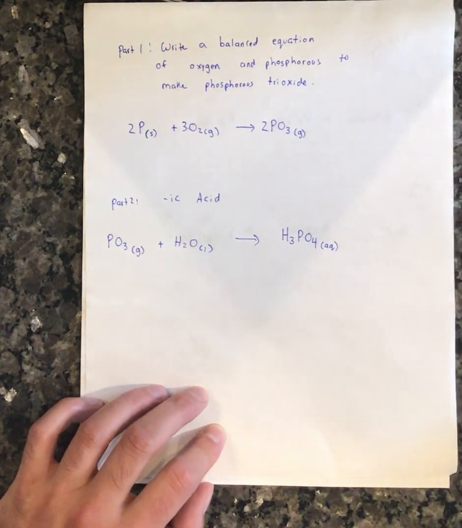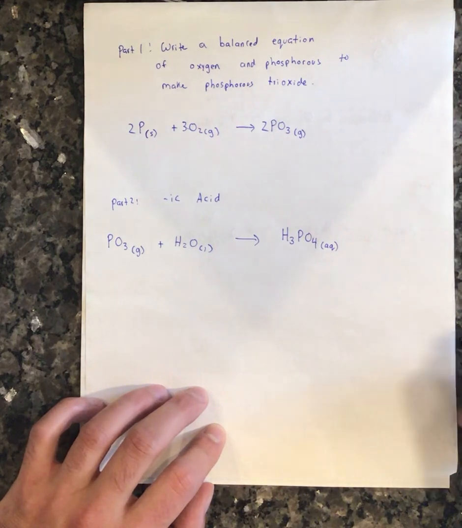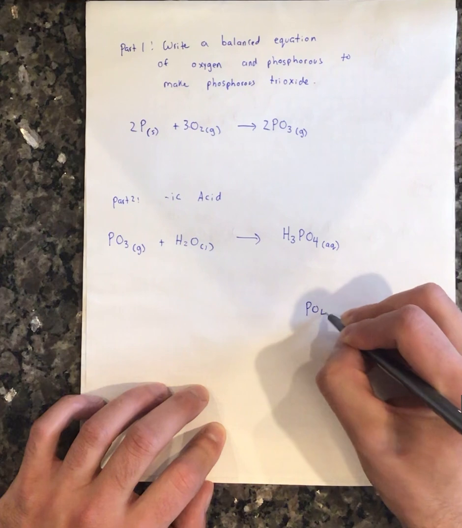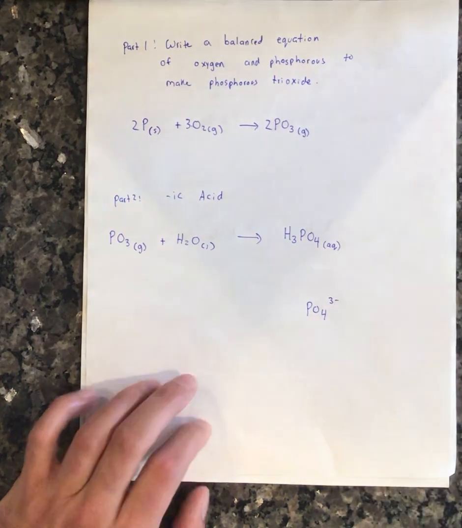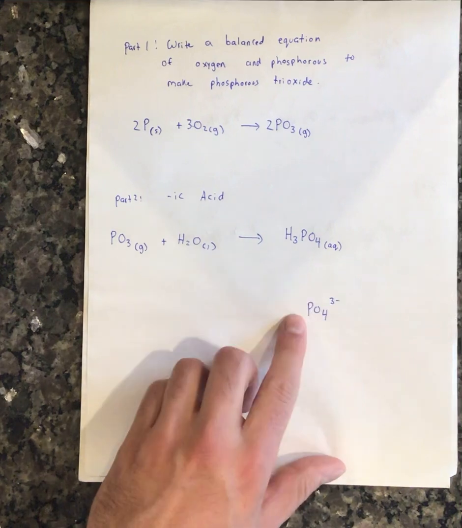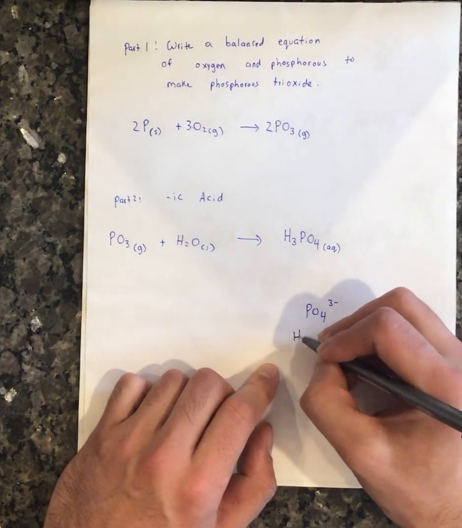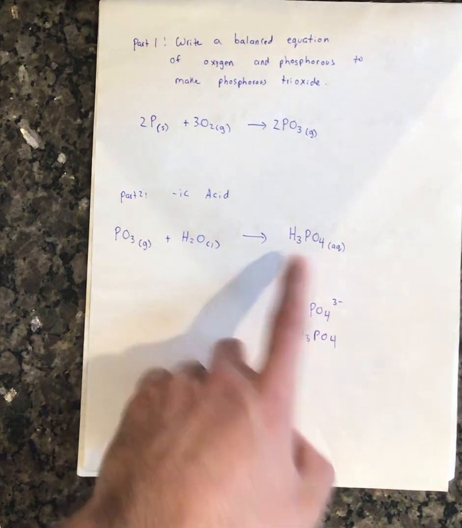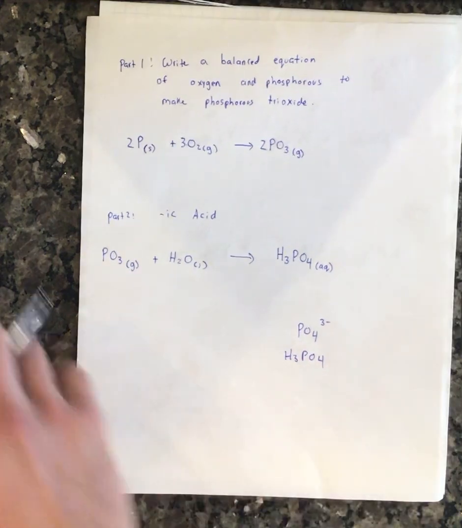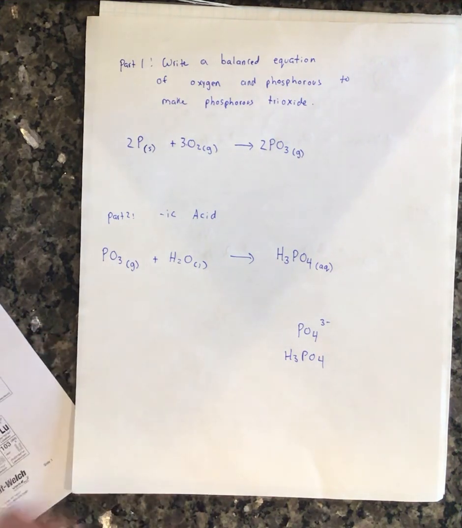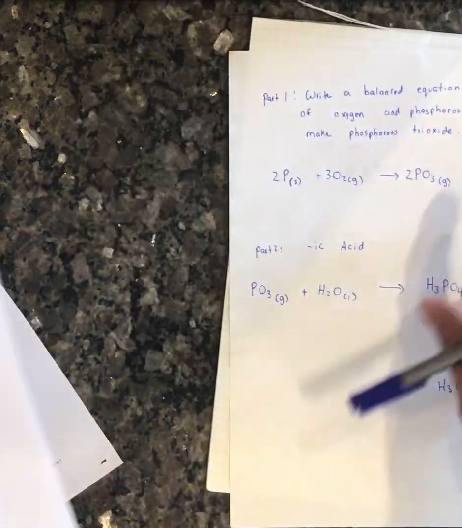Now once again, if you're a little bit confused on how we do that, PO4 is phosphate and there's a 3 negative charge, and that 3 negative charge means that we need to add 3 hydrogens to balance it out. And that's how we get that there. So hopefully that makes sense to you. All right, so let's keep moving on here.